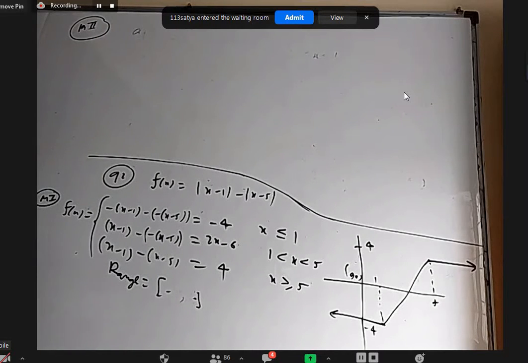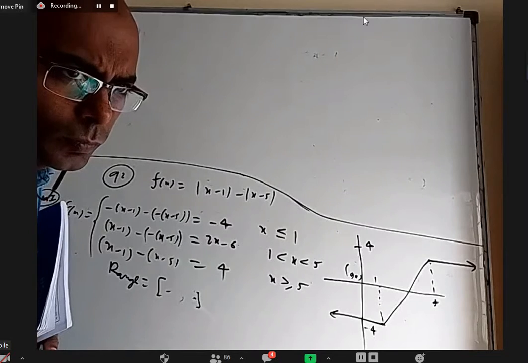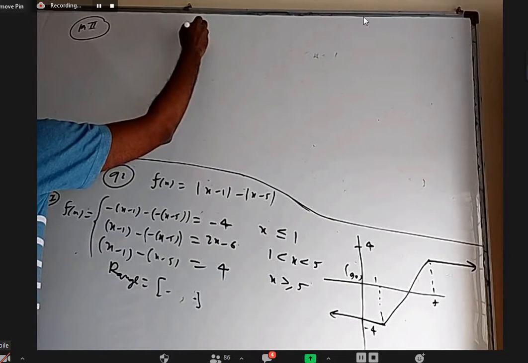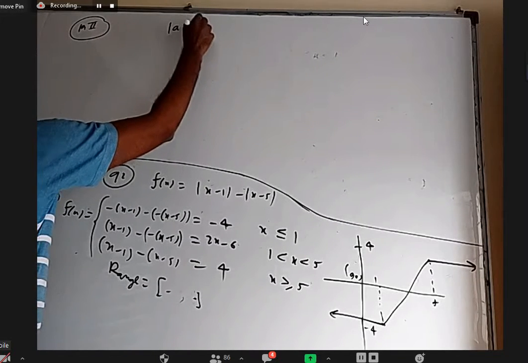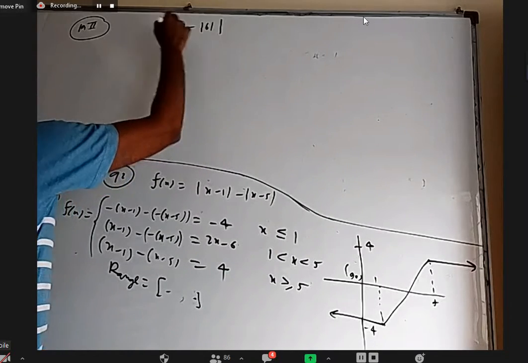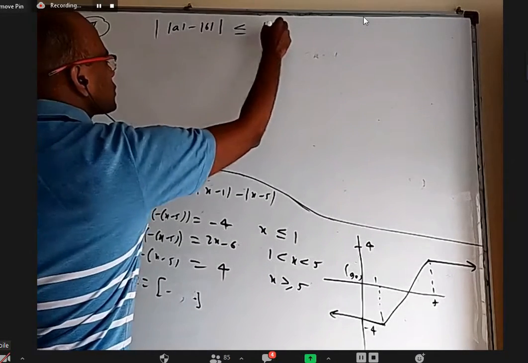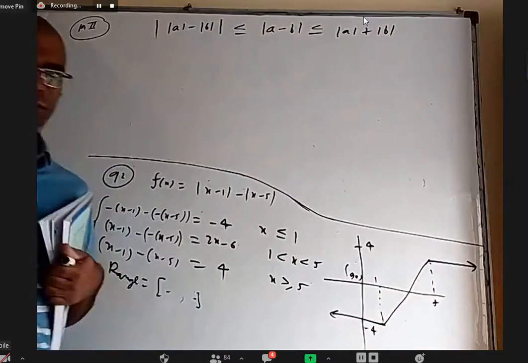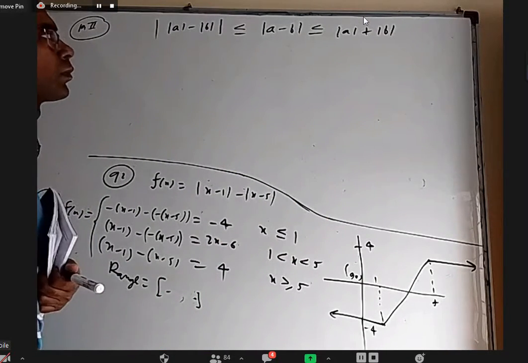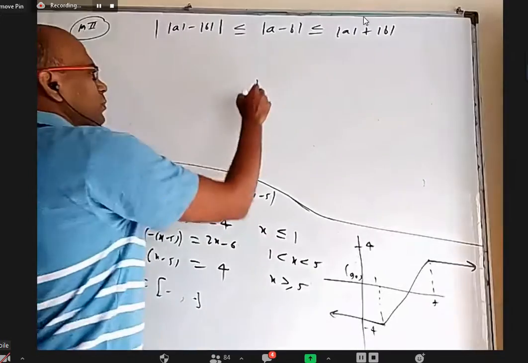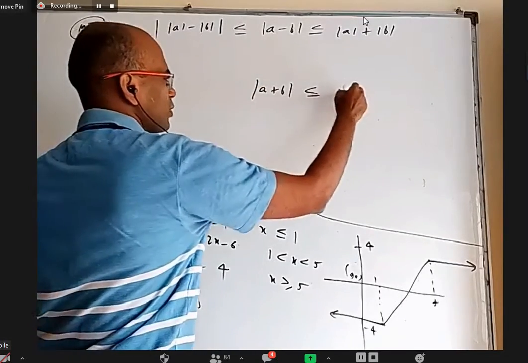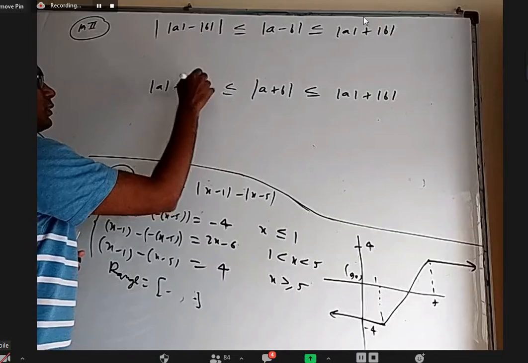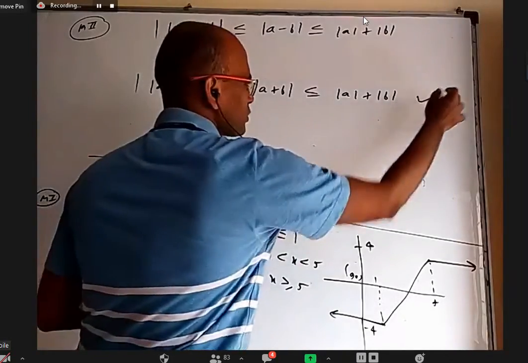Okay, method 2. I think I can write mod A minus mod B with another mod is less than or equal to mod A minus B, less than or equal to mod A plus mod B. It is true even for A plus B. Mod A plus B will be maximum mod A plus mod B and minimum mod A minus mod B with another mod. I think all of you know this, right?